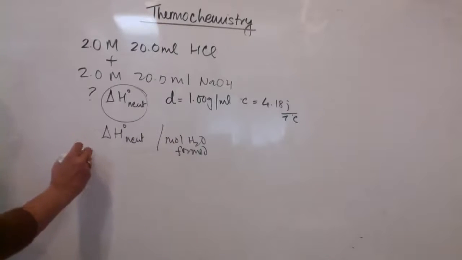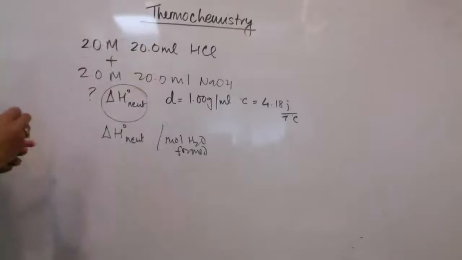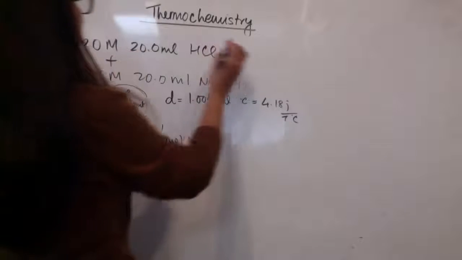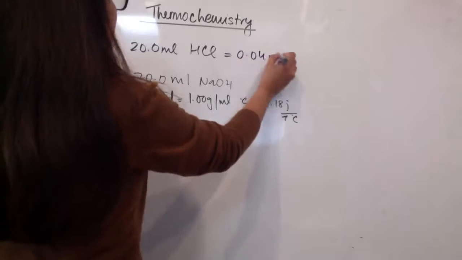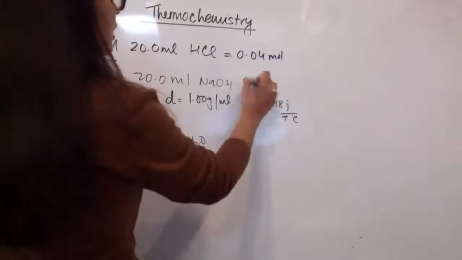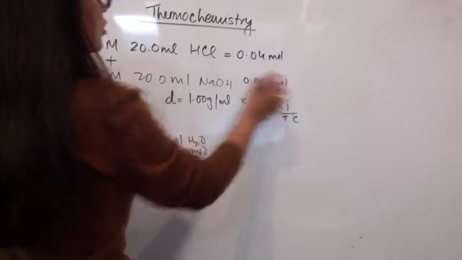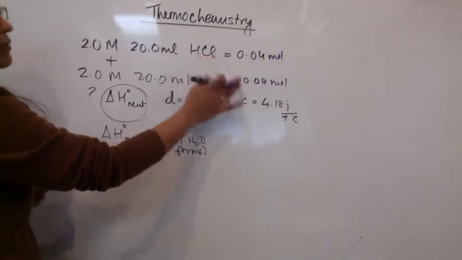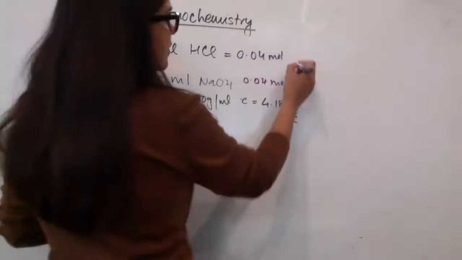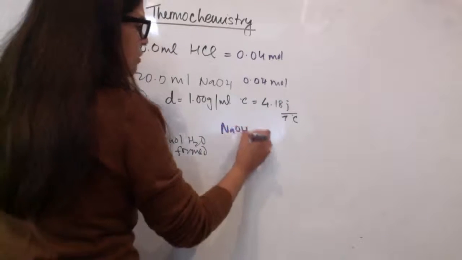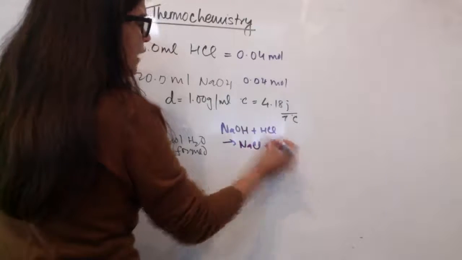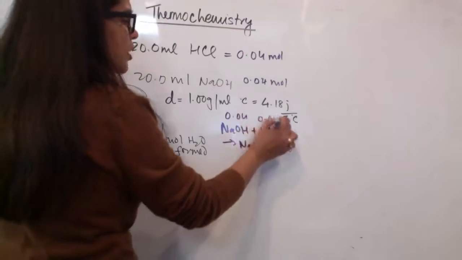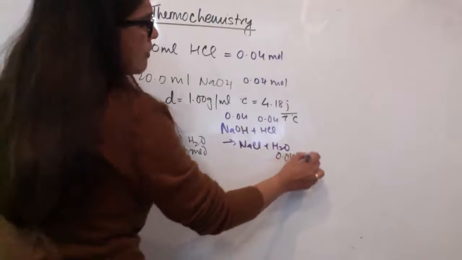So you need to figure out how many moles of water you have here. How many moles of HCl do you have? 2 times 0.02, that's 0.04 moles, right? And you have 0.04 moles of the base, and 0.04 moles of the acid will react with 0.04 moles of base, because NaOH plus HCl is NaCl plus H2O. If you take 0.04 moles of each of these, you'll make 0.04 moles of water.